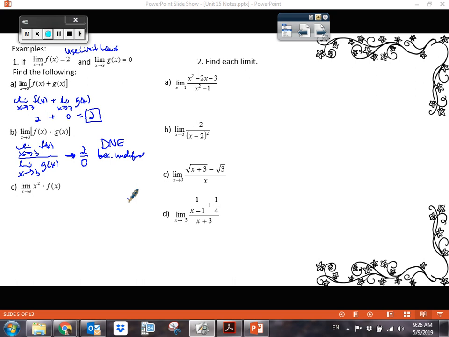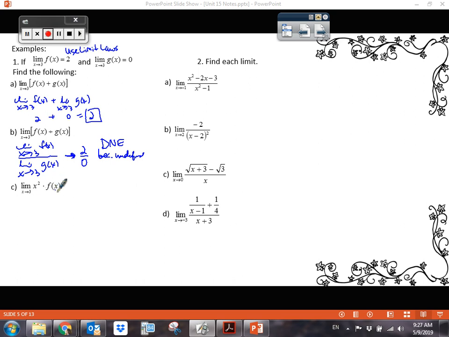Now that would not be acceptable if we knew what the functions were. We wouldn't be able to say D and E because undefined. We would have to again investigate. Which way are we going? Are we going to positive infinity, negative infinity, or combo? Okay. So the last one that we are required to use limit laws for is this part C.